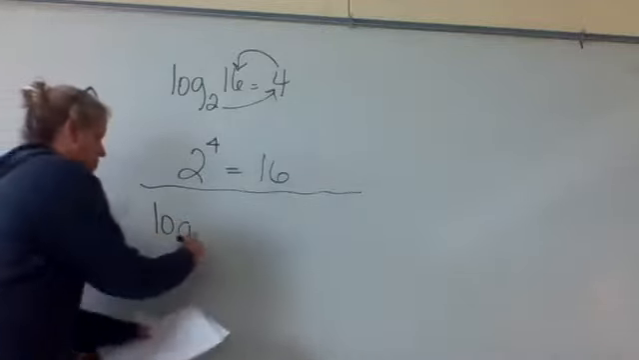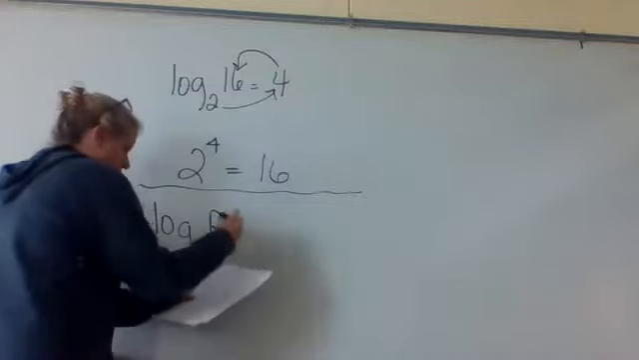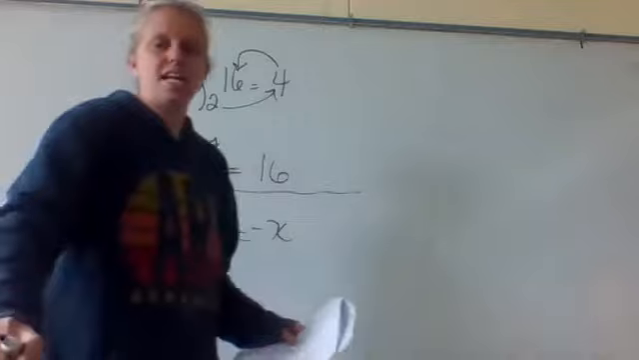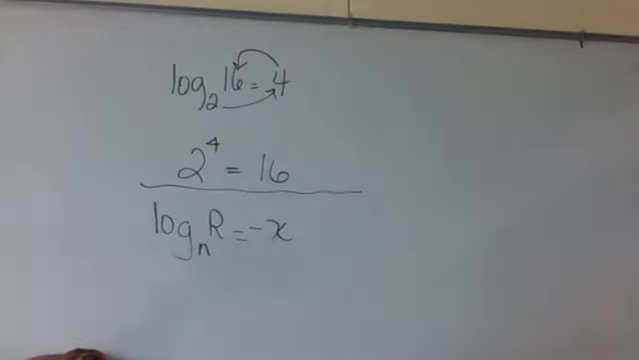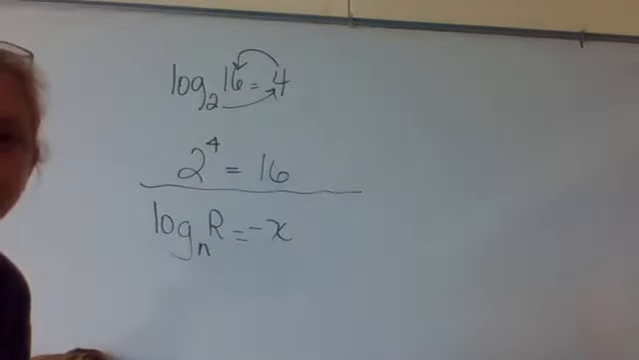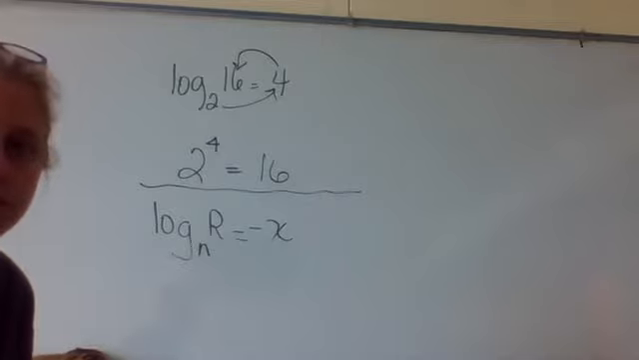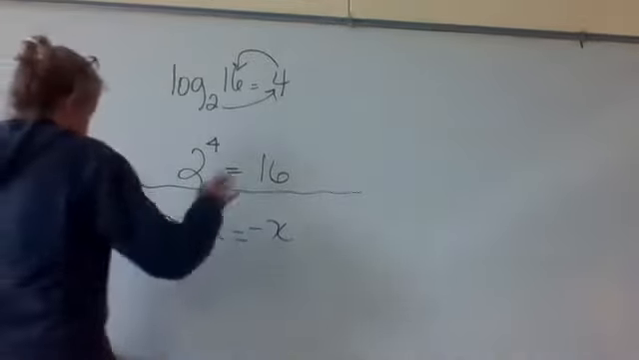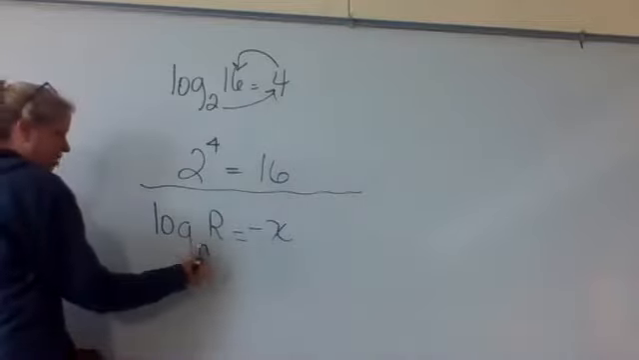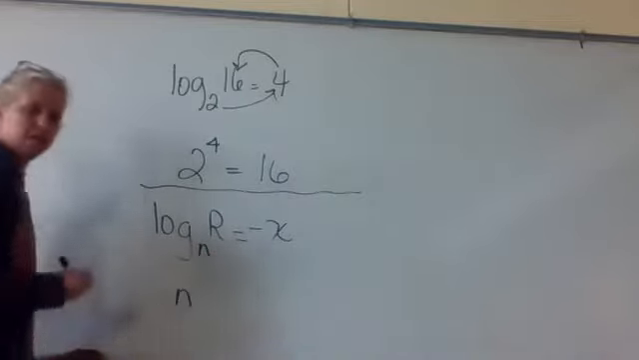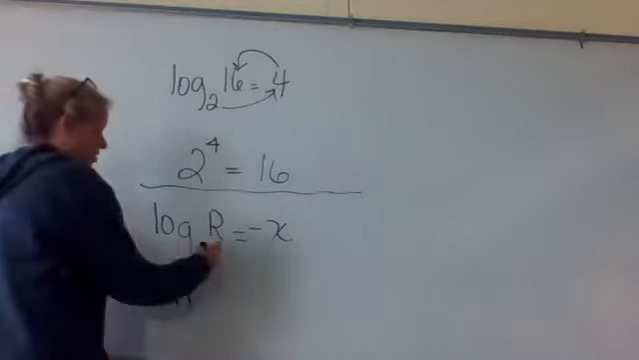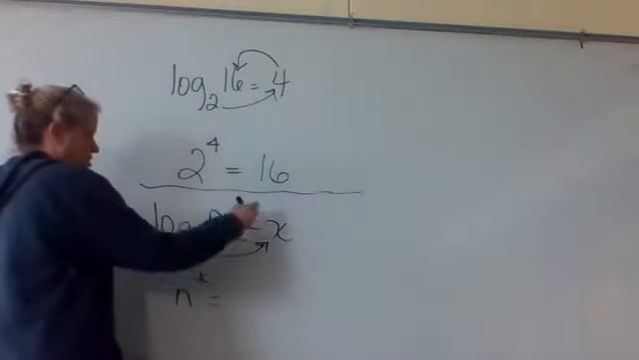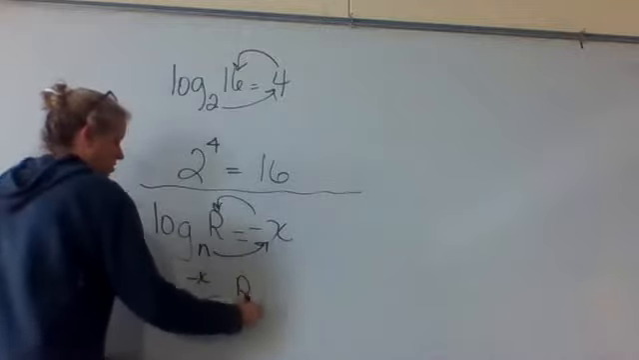Number 13, log base n of r equals negative x. So again, it doesn't matter what the numbers or letters are. If you're the base of the log, you're the base of the exponent. So you're going to have n to the negative x power equals r.